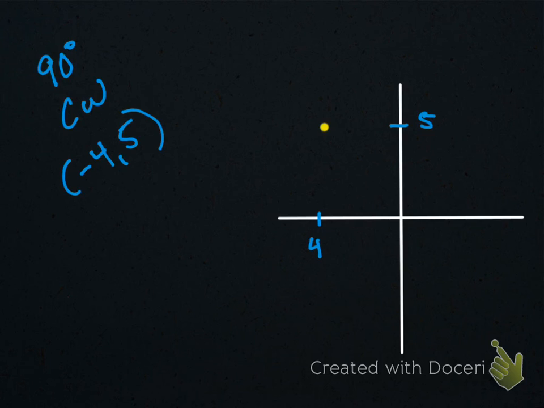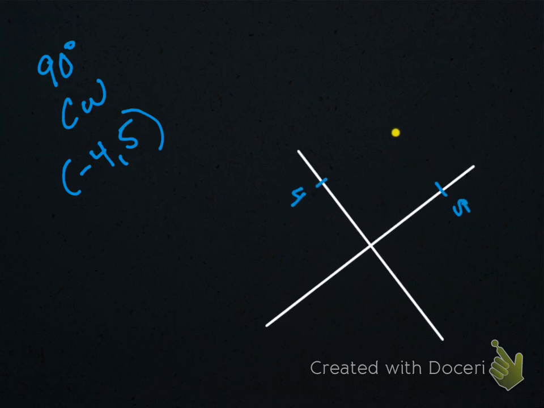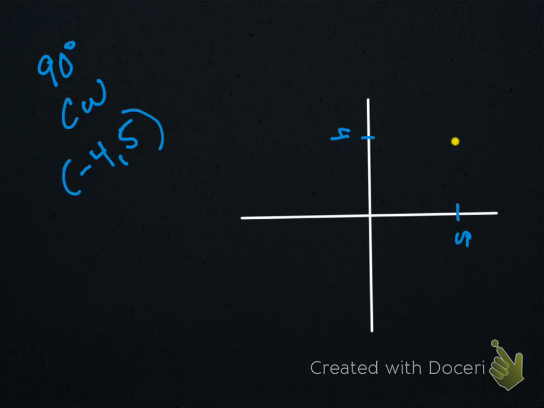So 90 degrees clockwise. Let's do it. Let me just lasso that there. All right, 90 degrees clockwise. Quarter turn to the right. All right, and where is that point? That point is at 5, 4. Okay, easy, breezy, lemon squeezy.